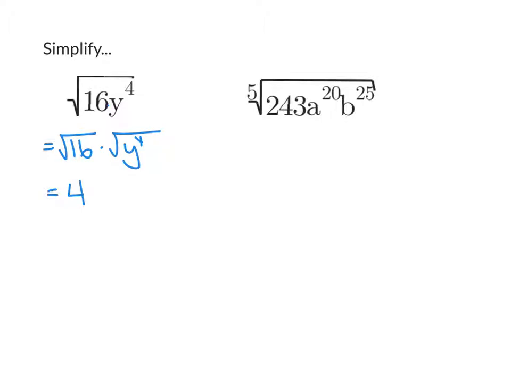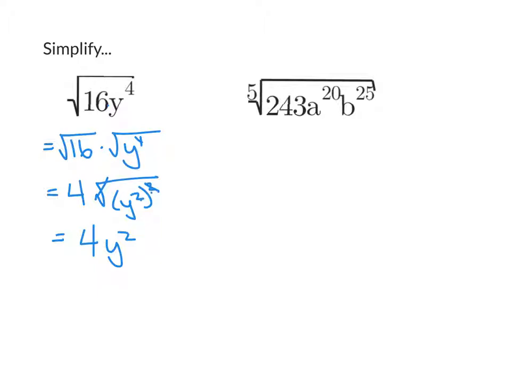Remember the definition, it has to deal with finding perfect squares. So we want to rewrite y to the fourth as something squared. Well, that would be y squared, because when we take a power to a power, we multiply them together. Then, in essence, the square root and the square cancel with each other, and we're left with 4y squared.